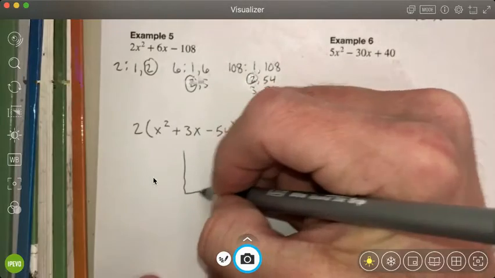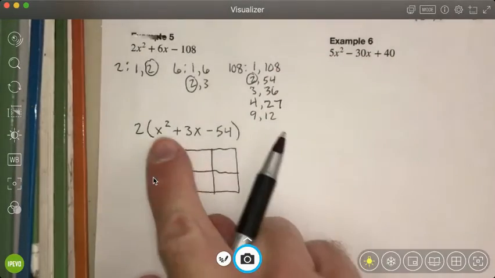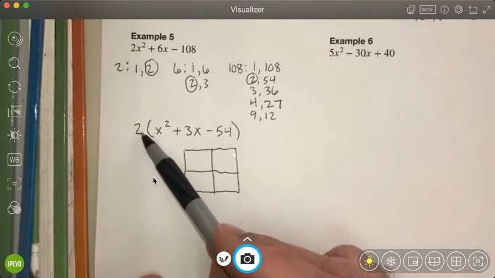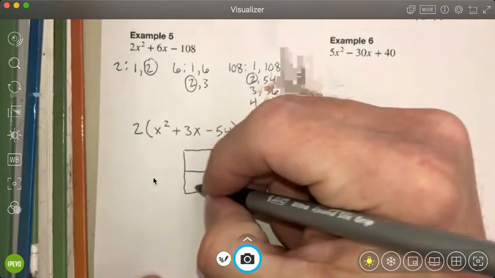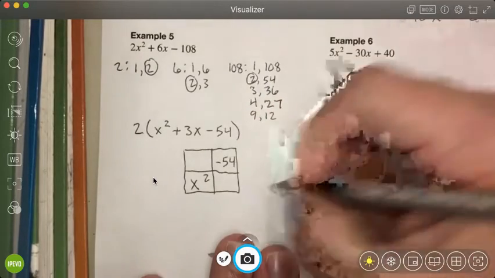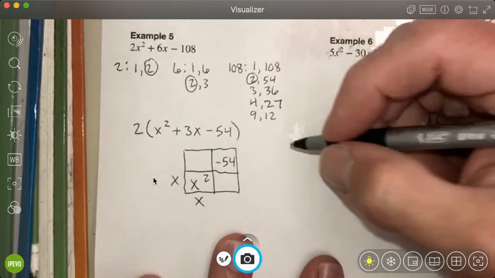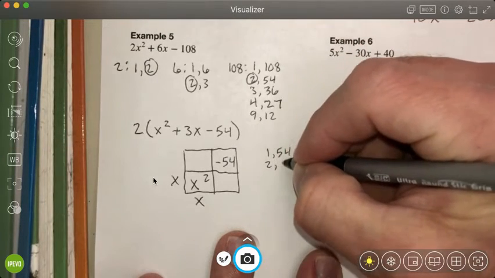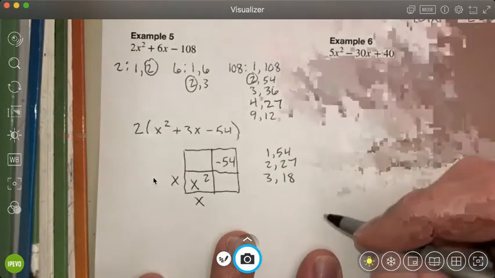So now I'm going to make a box, and I'm going to try to factor this. So remember, the idea here is to factor completely. So even though I took a 2 out, I'm not done yet because I can still factor what's left. So I'm going to put my x squared in here. I'm going to put my negative 54 in here. I know this has to be x times x. The question is, what are the factors of negative 54? So we got 1 and 54, 2 and 27, 3 and 18.